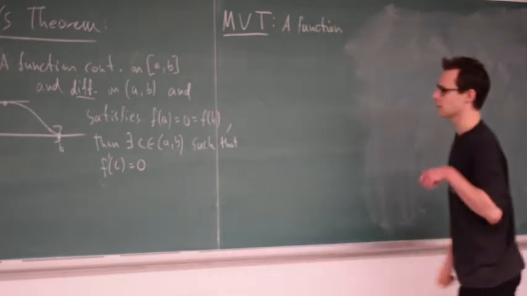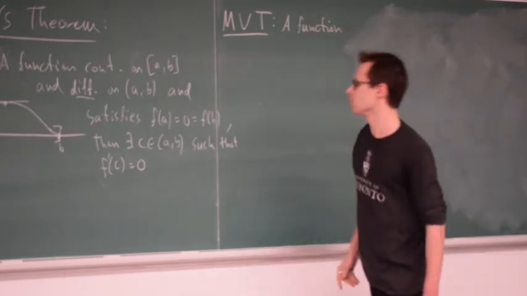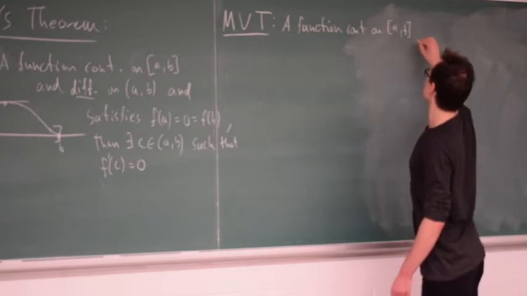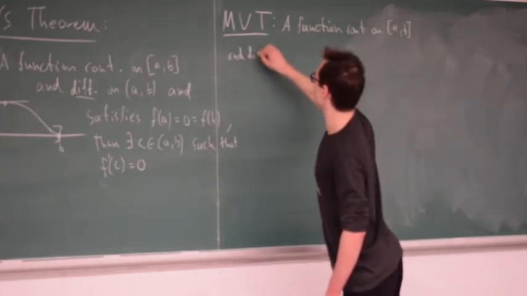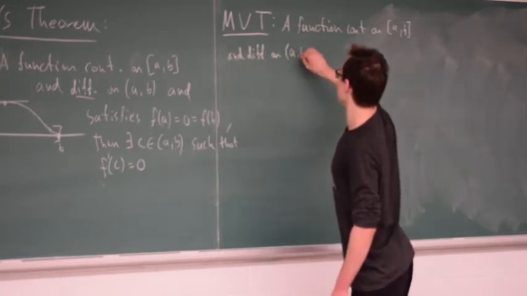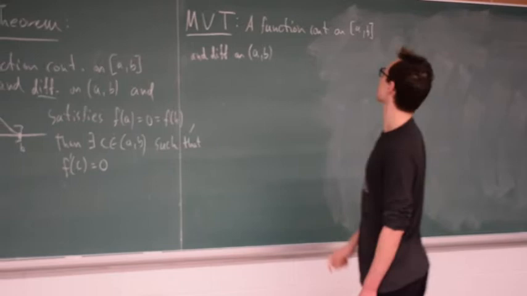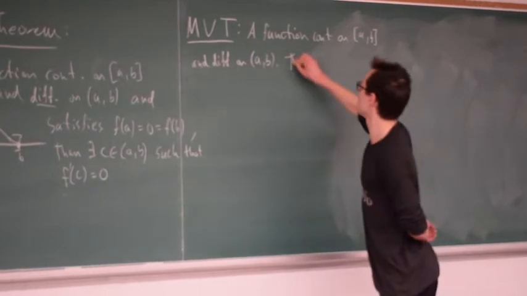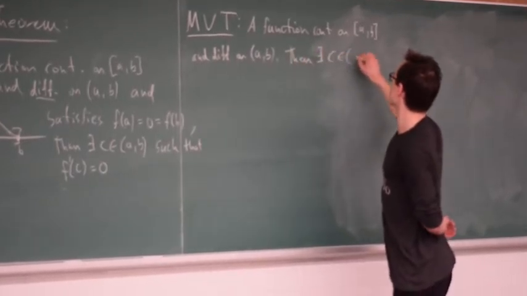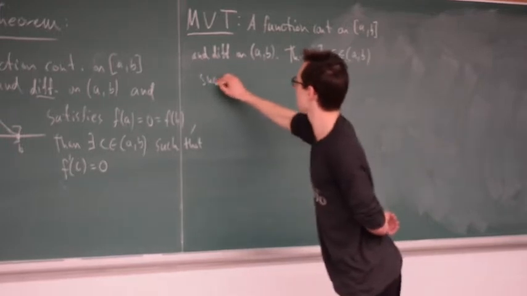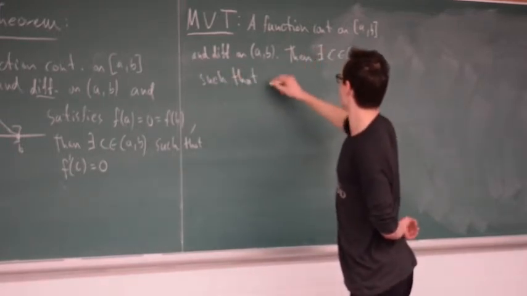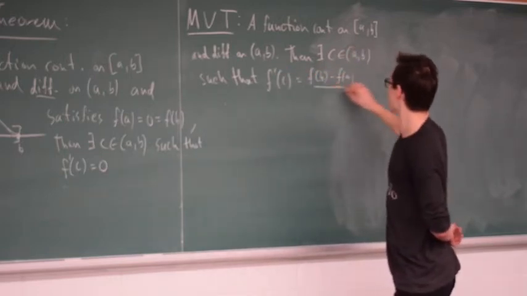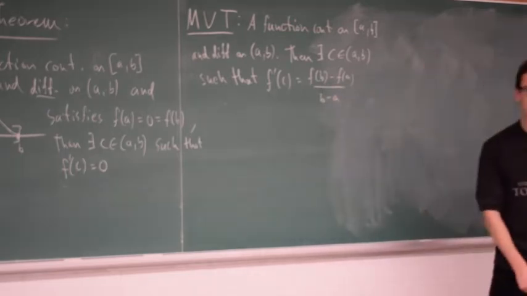let me just write this down and then we'll go through an argument of how to get MVT from Rolle's theorem. A function continuous on a closed interval A to B and differentiable on open interval A to B. So we're assuming there's such a function. Okay? Then there exists a point C inside A to B such that f prime of C is equal to f of B minus f of A over B minus A. Okay? There's the mean value theorem.